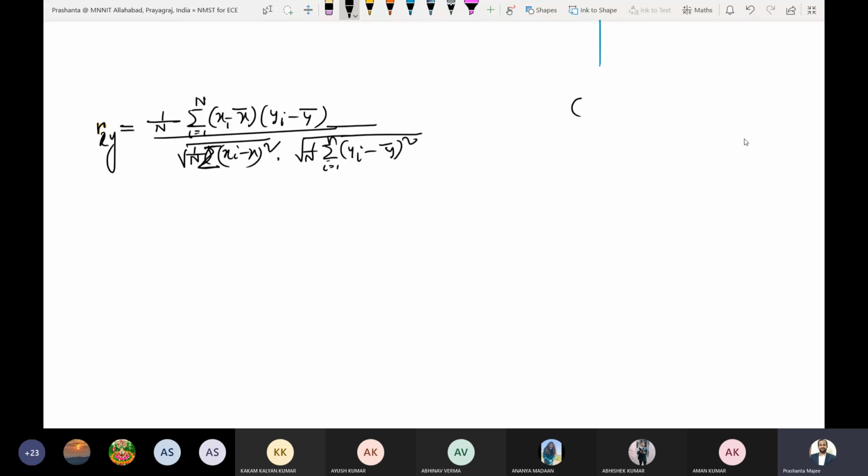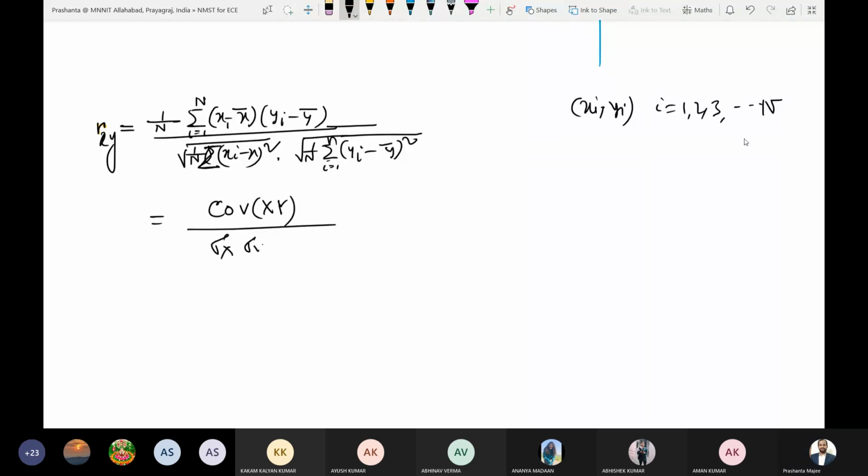So you have n data points (xi, yi), i equals 1, 2, 3 up to capital N. Then the correlation coefficient of this data, how they are related, is represented by this number r_xy. It is called the correlation coefficient between the variables x and y. In short, it is cov(x,y), the covariance between x and y, divided by sigma x and sigma y: the standard deviations of the x values and the y values, and the numerator is the covariance of x and y.